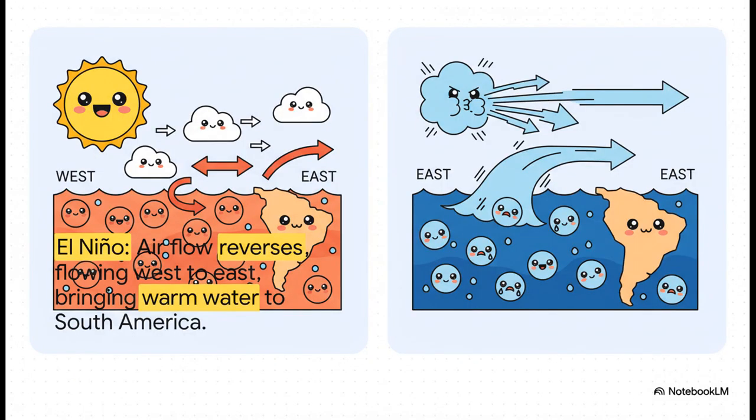Okay, another big one you need to know is the El Niño Southern Oscillation, or ENSO. It basically flips back and forth between these 2 phases.